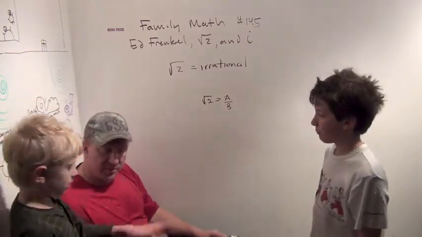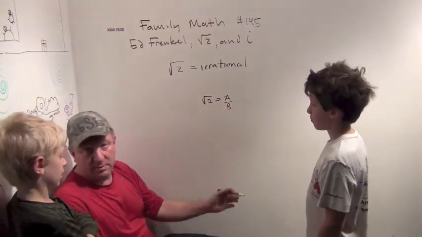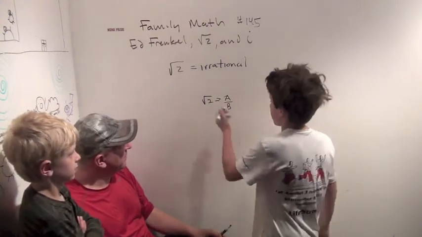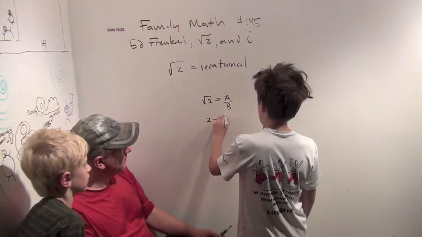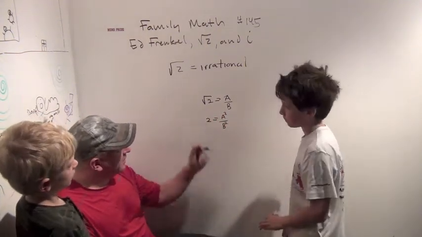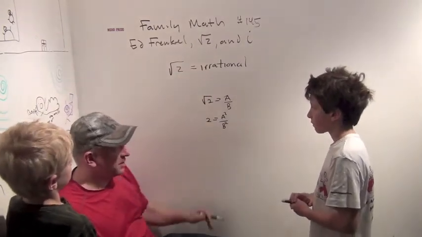Integers in lowest terms. Good job. Like 3 over 2 or 9 over 10, whatever it might be. So now we can square both sides. 2 is a squared over b squared. Right? And why can we square both sides?